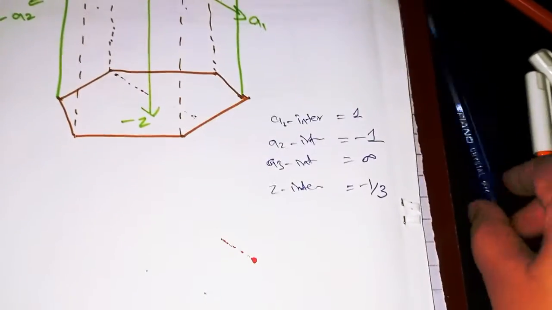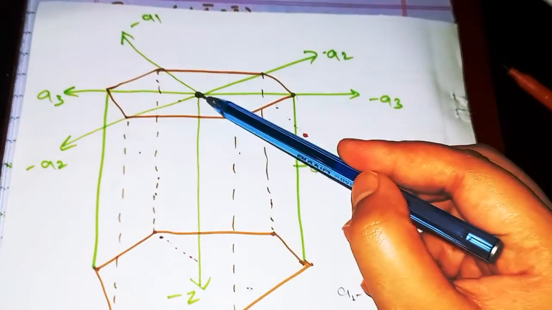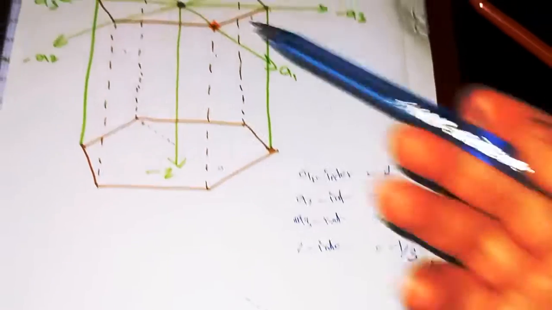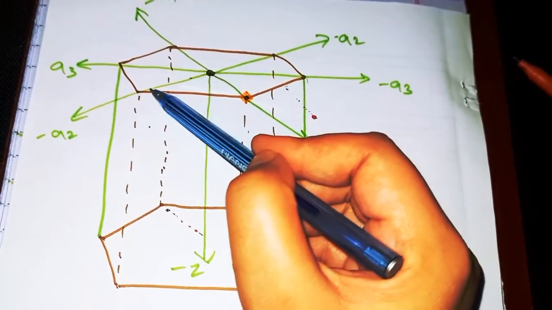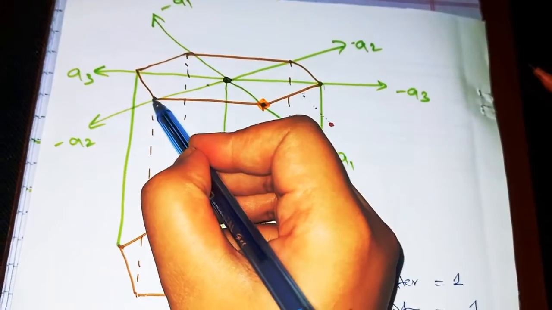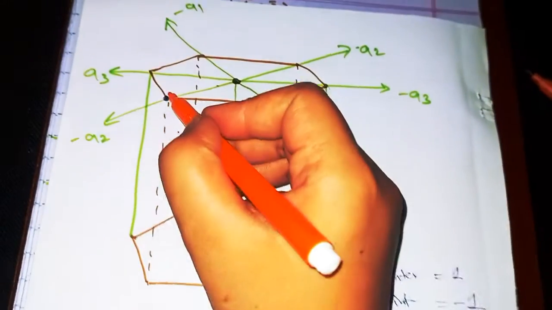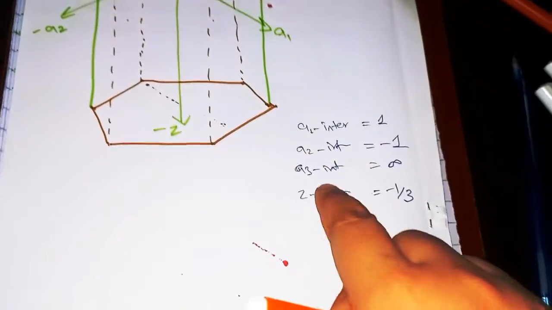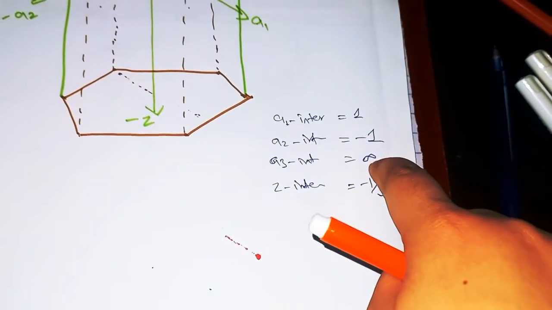Now the next intercept is a2 intercept, which is -1. So this is positive a2 direction and this is the negative a2 direction. So it's -1. Starting from origin, we'll move 1 unit along negative a2 direction to the other corner of the unit cell, which is this point. This is another point on the plane. Now the next intercept is z intercept. Infinities will be dealt with at the end.